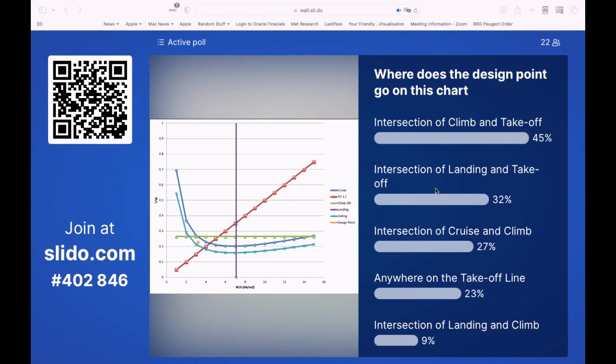Where on this chart do I set my design point? 45% of you said the intersection of climb and takeoff, which I believe is there. 32% of you said the intersection of landing and takeoff, which is there. 27% of you said the intersection of cruise and climb, which is there. 23% said anywhere on the takeoff line, and landing and climb there. I think that's all of them. Is that correct? Have I missed any other ones? Any other evil ones?